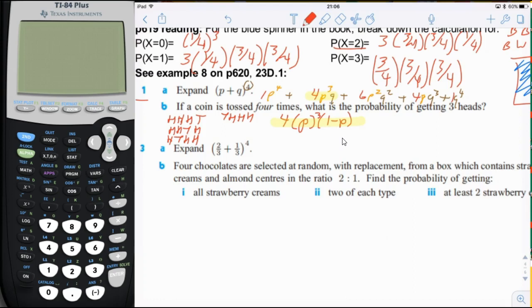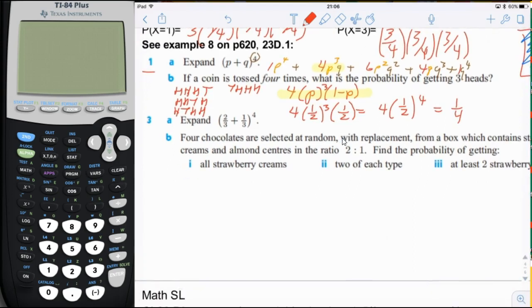All right. And by the way, P for tossing a coin is a half. So it's 4 times 1/2 cubed times 1 minus half, which is also a half. So it's actually 4 times 1/2 to the 4th, which is 4 over 16, which is 1/4, by the way. Now it says expand 2/3 plus 1/3 to the 4th. And so now we're going to write the exact same thing. We're just going to use that, except now we're going to use 2/3 and 1/3.